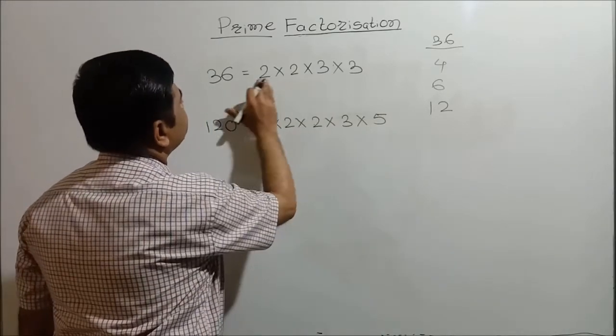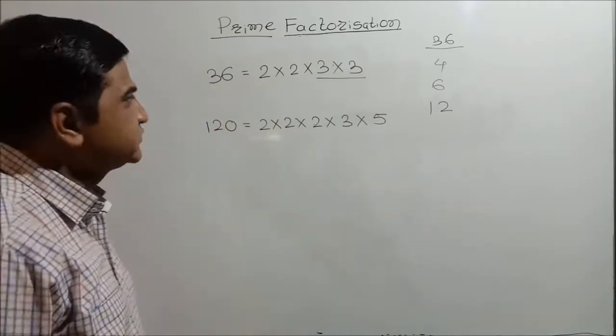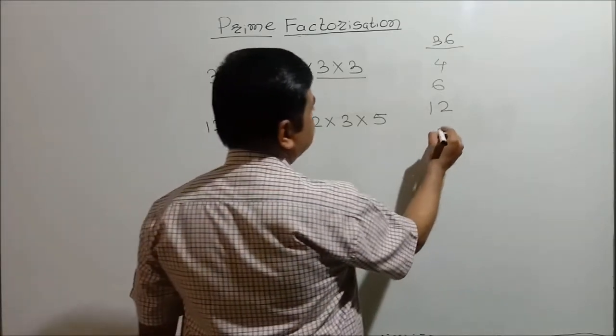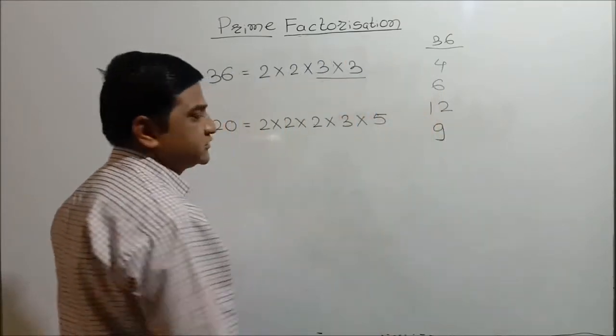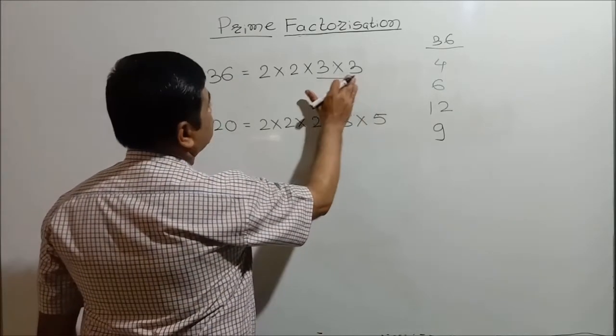Now, we will take the multiplication of the last two prime numbers, 3 multiplied by 3. And I found that 9 is also a factor of 36. 9 4s are 36. Okay, now what to do next?